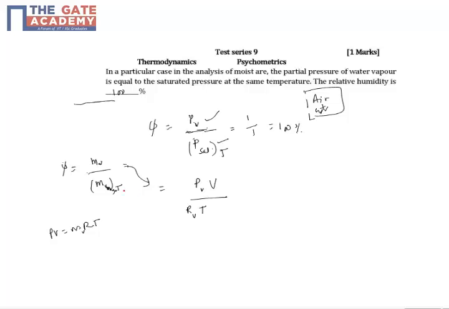Now the maximum mass at that T would be when it has the maximum saturated pressure it can hold, so that is P sat times V by R and T, at the same temperature. So it's basically the ratio of masses boiled down to the ratio of pressures, Pv by Psat, because beyond Psat at that temperature it cannot hold, it will try to condense back.